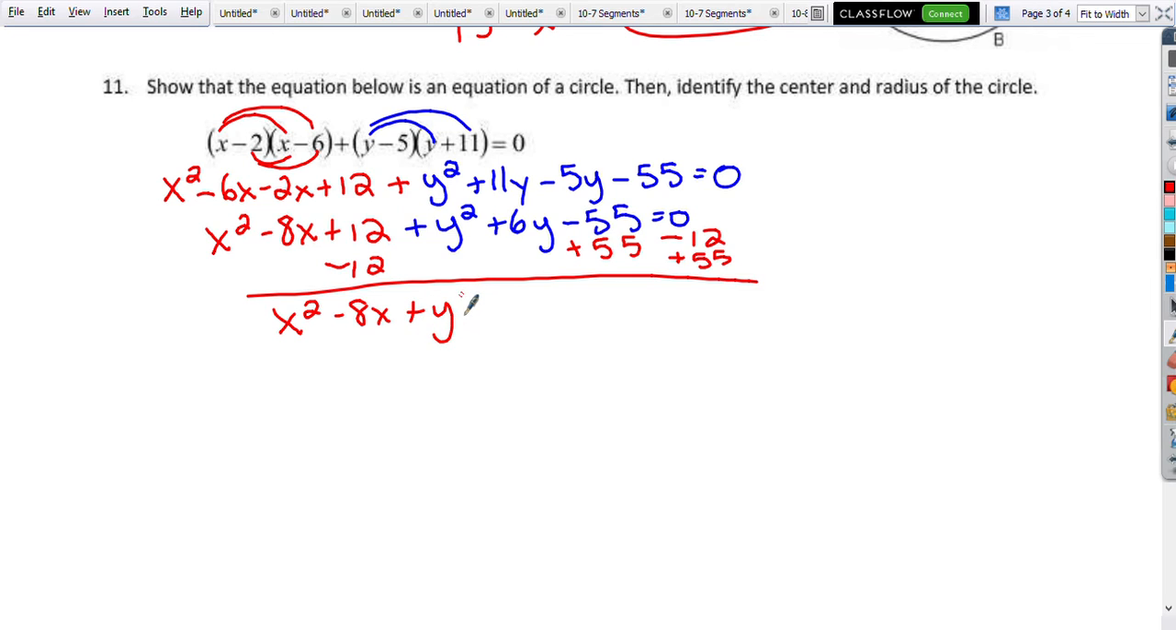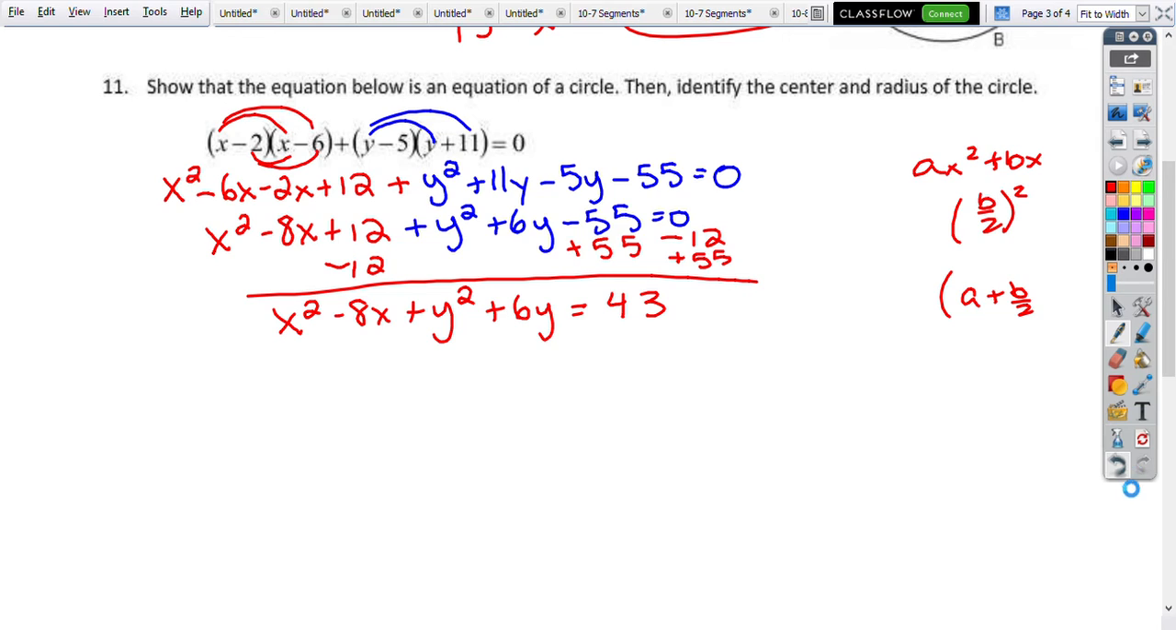X squared minus 8x plus y squared plus 6y is equal to, looks like 43. Now I'm going to complete the square. So remember, I'm taking b, so it's ax squared plus bx, right? We're going to do b over 2 squared. We're going to add that to both sides, okay? And it's going to factor into a plus, sorry, not a, ignore that for now.